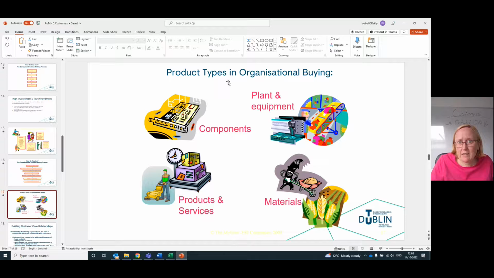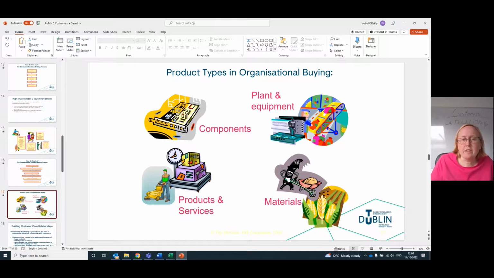We have different product categories in the organizational buying. So products that they buy could fall into components. These are partly processed products that will go into whatever it is we make. Raw materials are unprocessed products that will go into what we're making. Plant and equipment, as the name suggests, are all the machines and whatever we use to make what we're making if we're a manufacturing company.